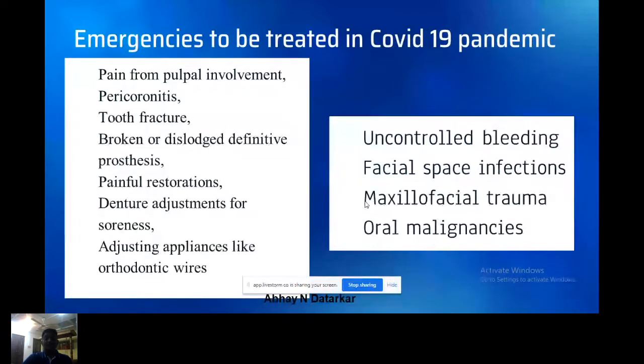My recommendation here is we should try to do minimally invasive procedures. Say a patient comes to you with a trauma, we should try to do a minimally invasive procedure, like just doing an intermaxillary fixation rather than posting that patient for major surgery. Okay, we don't know, because the patient might be a carrier.